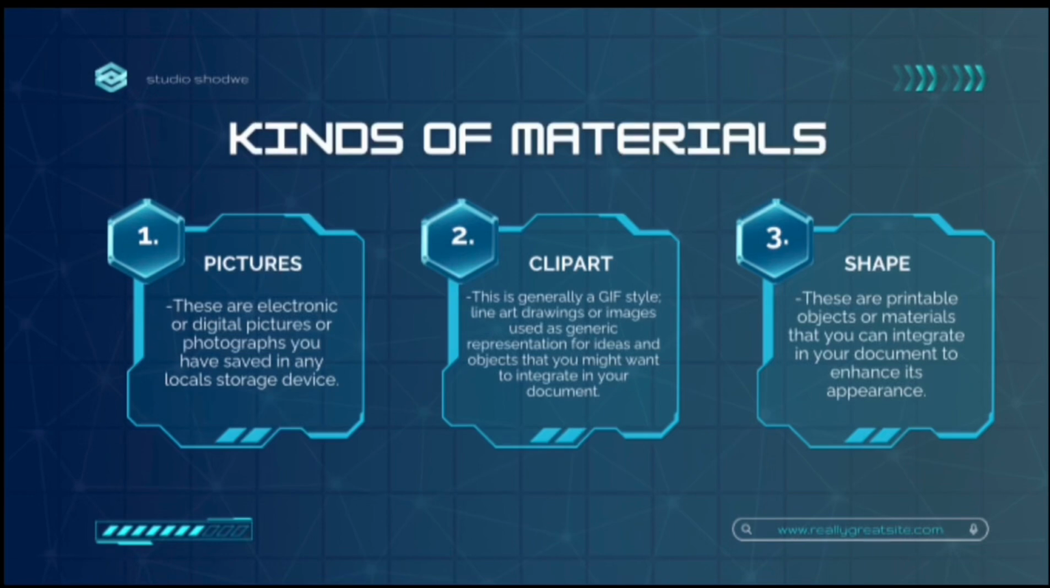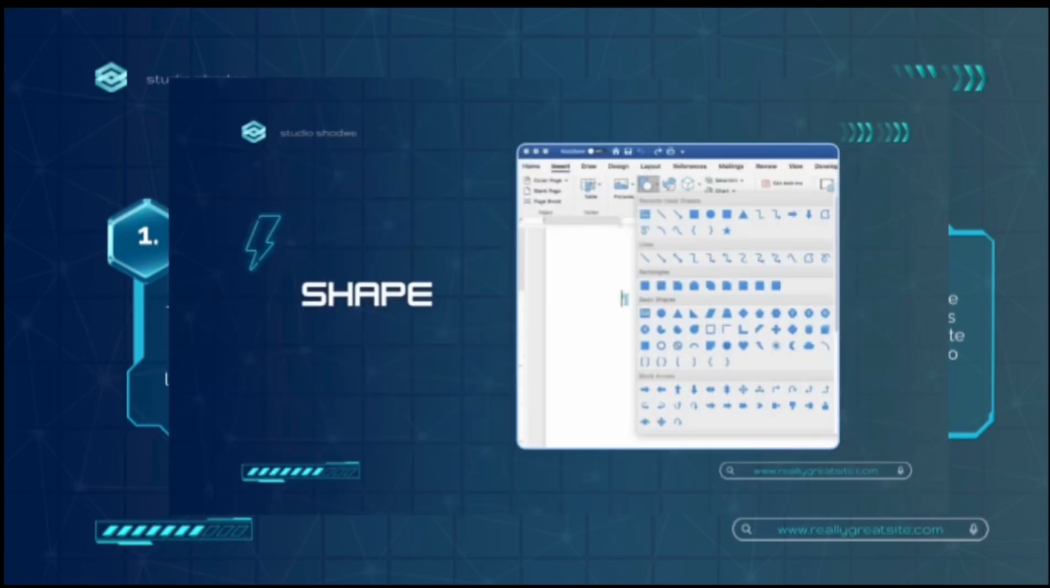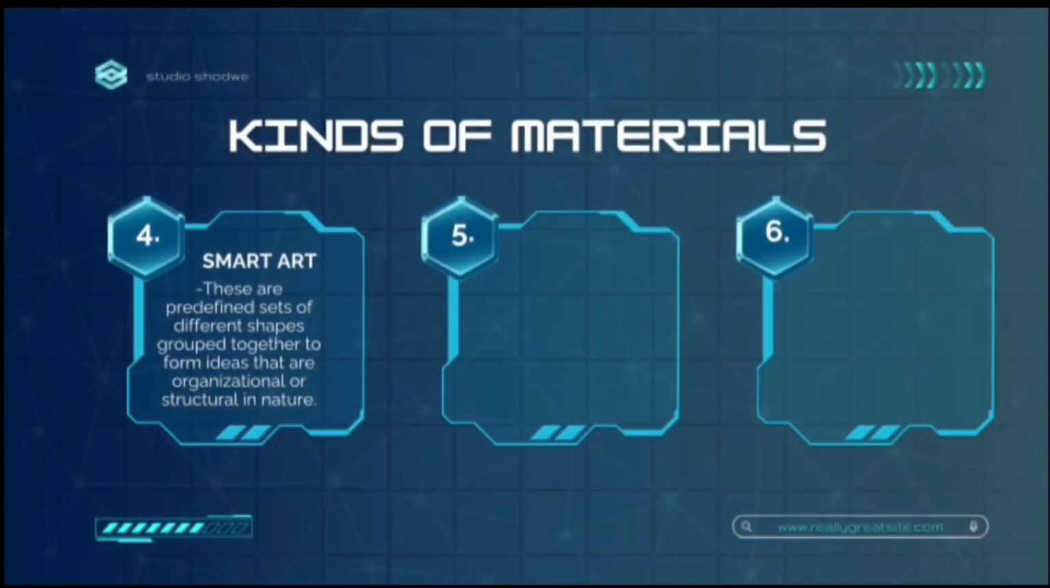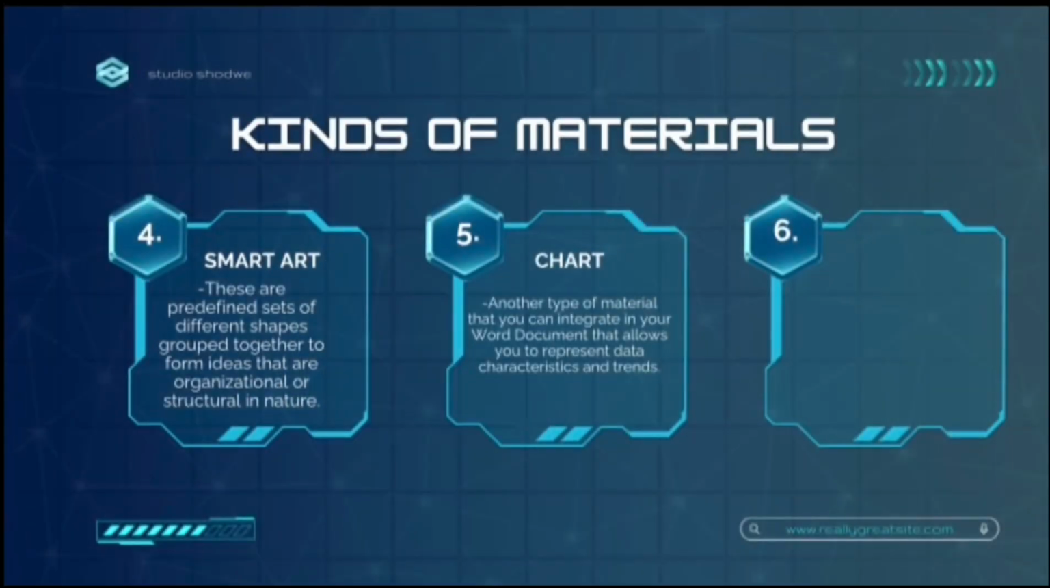Shape. These are printable objects or materials that you can integrate in your document to enhance its appearance. Number 4, SmartArt. These are predefined sets of different shapes grouped together to form ideas that are organizational or structural in nature. Chart. Another type of material that you can integrate in your Word document that allows you to represent data, characteristics, and trends.